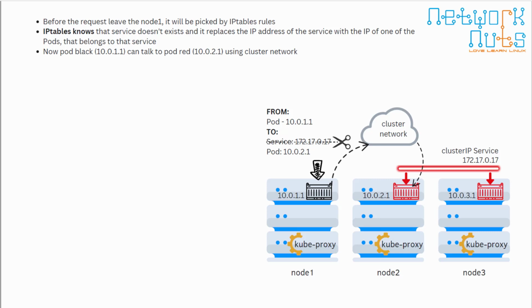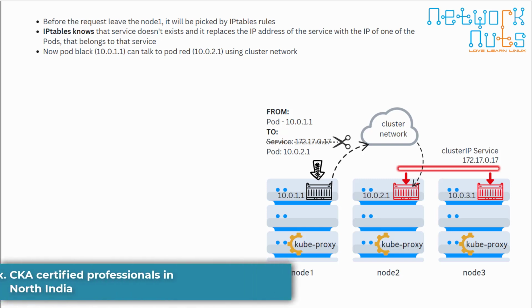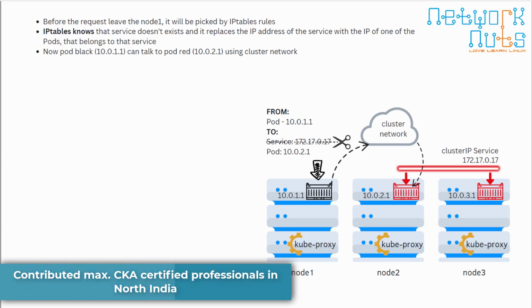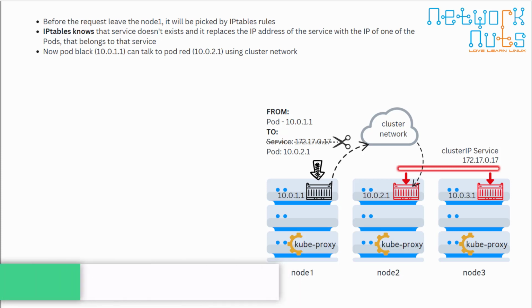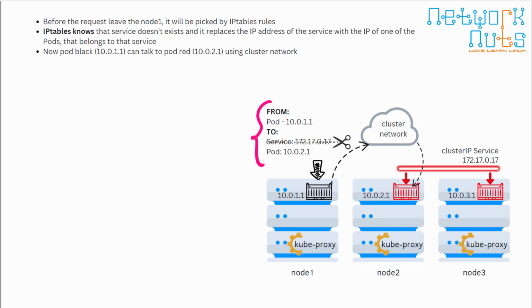Now the IP table knows that the service doesn't exist. It's simply a virtual IP. Then what it does is NAT. Your IP table removes the service IP and puts in any of the pod IPs. And now, using the cluster network, 10.0.1.1 will be able to talk to 10.0.0.2. That means the moment this packet is trying to go outside the node, it is referring to its IP table. We will see it.